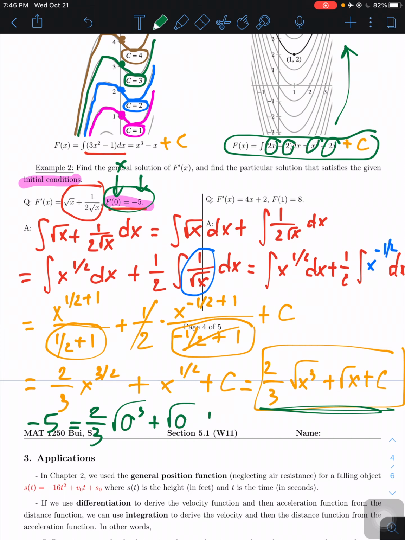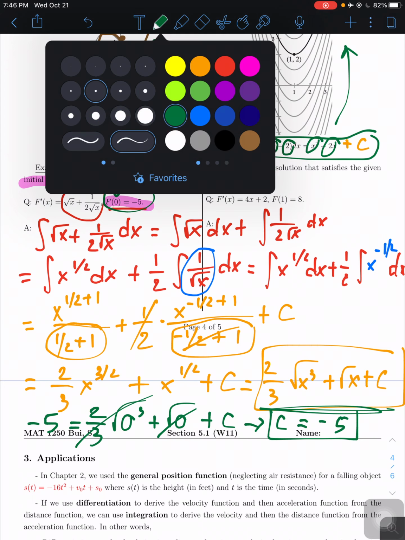Square root of 0 and then plus c. If you notice, 0 times anything will be just 0, right? So I'm not going to have anything for that or that. So at the end, c in here equals negative 5, right? Let me also box this one because it's a key point.